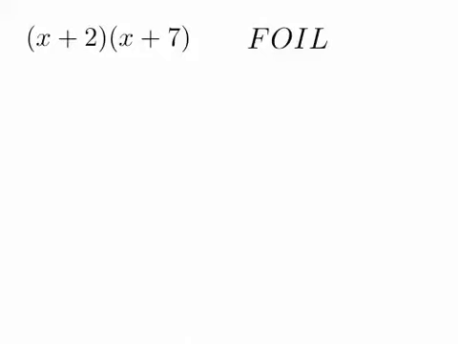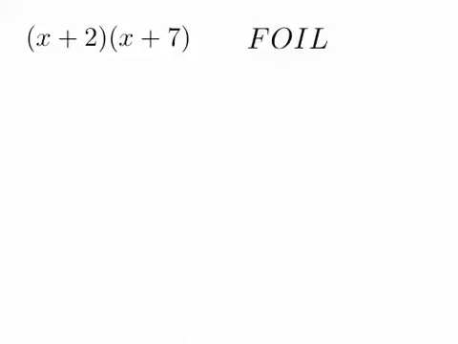Then we multiply the outer terms of the binomials, namely the x and the 7. Then we multiply the inner terms of the binomials, the 2 and the x. And then we multiply the last terms in each of the binomials, the 2 and the 7. And this is a fine way to remember how to multiply binomials once you know the reason that we're allowed to multiply them in the first place.